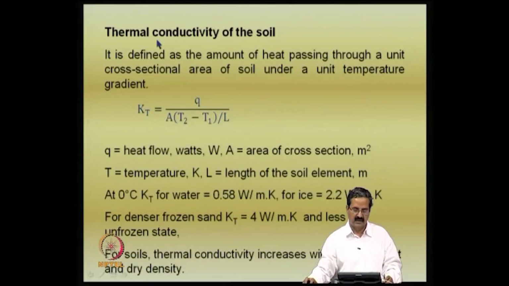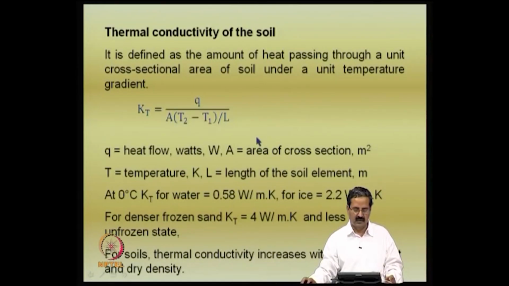One is the thermal conductivity of the soil. It is the amount of heat passing through one unit of cross-sectional area of the soil under a unit temperature gradient. You have a temperature difference T2 minus T1 as the temperature gradient, the length of the sample is say 1 meter, there is an area of cross section, and Q is the heat flow in watts. So you get what is called the thermal conductivity of the soil, and this is a very important parameter.